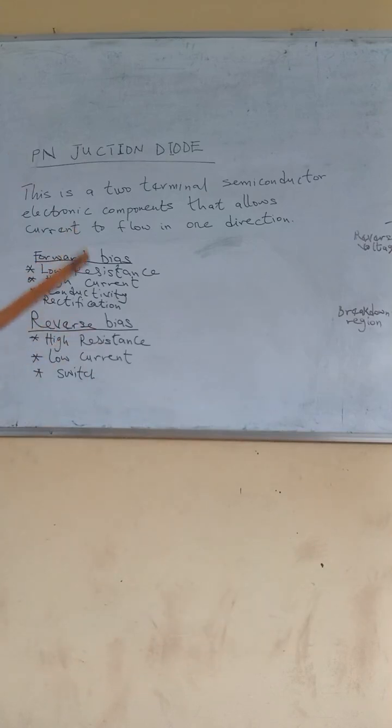So at forward bias condition, there is low resistance value and high current will occur. But at reverse bias, there will be high resistance value and low current will occur. The current will not be able to flow. Those are the two conditions of the PN diode: low forward resistance, high reverse resistance.